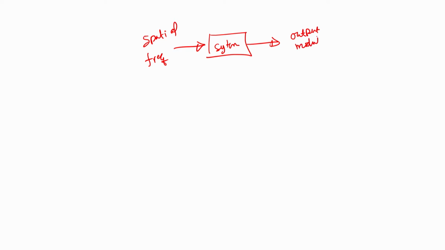So, if we have a system, with input frequency and output spatial frequency, the output is a modulated image.